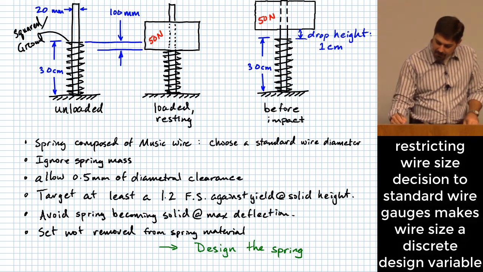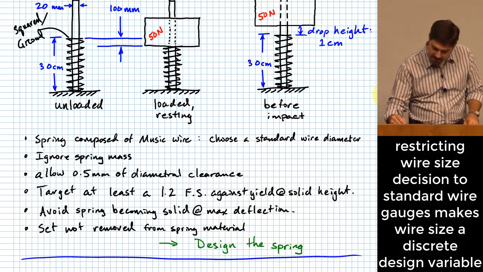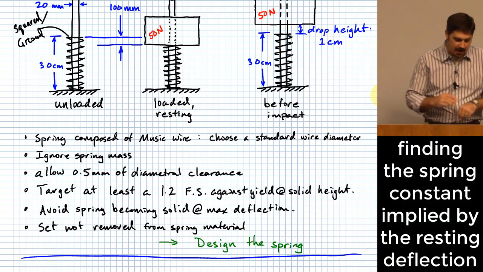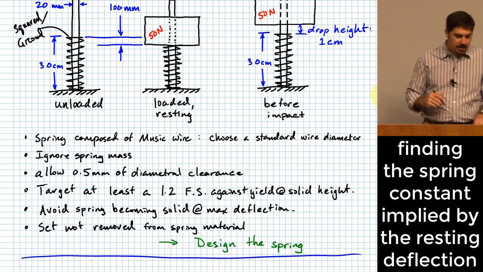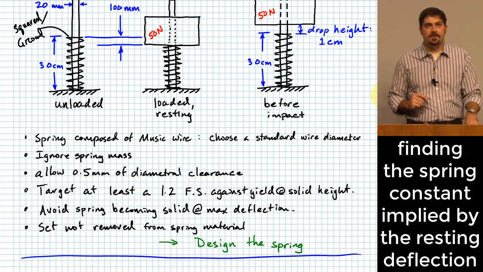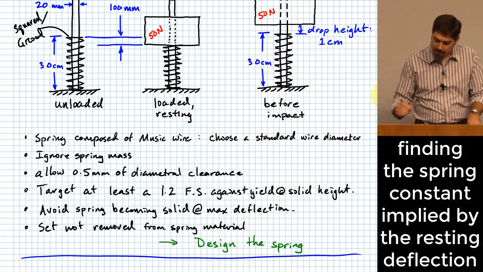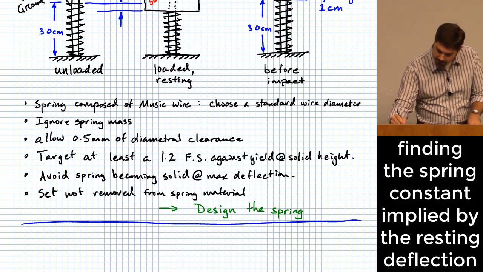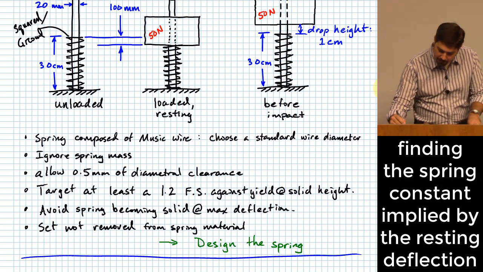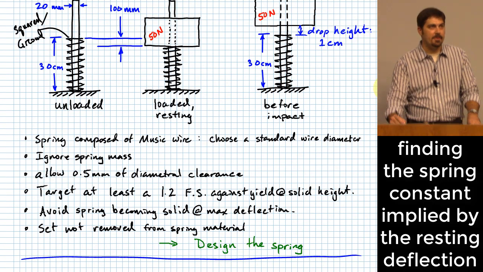Before we really get there, though, we need to know a few more things about this system. One of the things that I would suggest we need to know is what kind of a spring constant is implied by the given information. So that we can infer from the given information that we have some kind of a spring constant. How do I determine what that is?